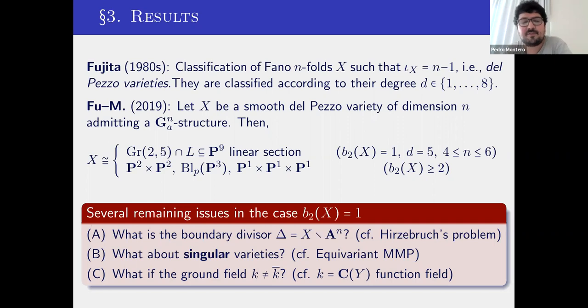That's right. For instance, since for P1 the action is unique, for P1 cross P1 cross P1, the only action is the naive one, the product action. Okay. So in the case of this blow-up, Blanchard's lemma says that the only way to obtain an additive action on such a blow-up is to take a fixed point for the additive action on P3 and blow up this fixed point. That's right. Yes.